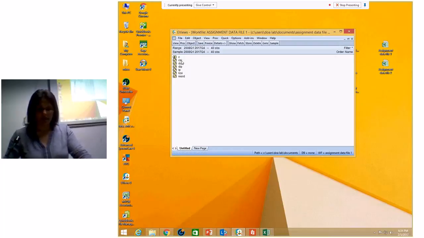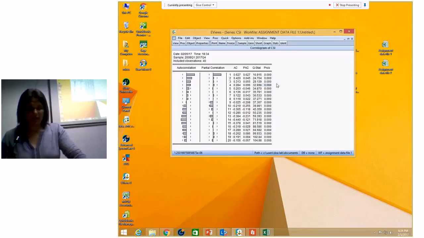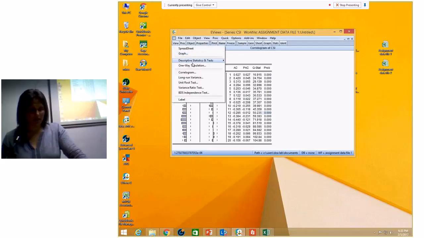Also, here practice the autocorrelation table and the autocorrelation graph.